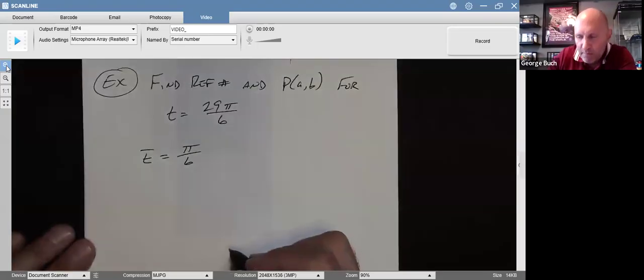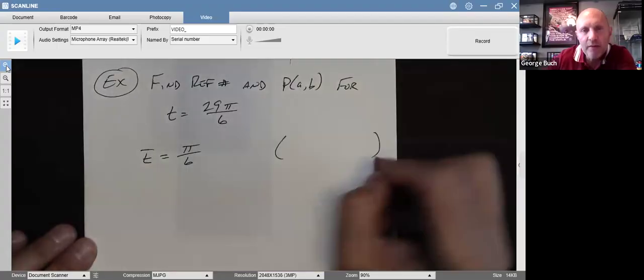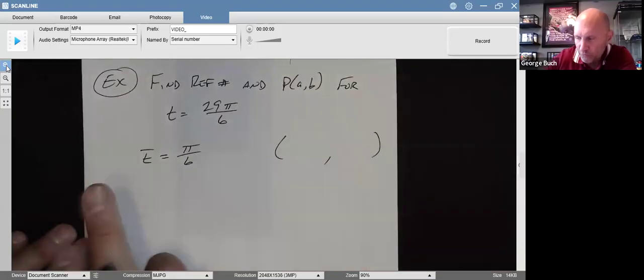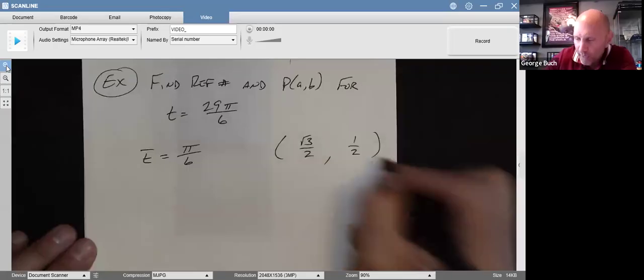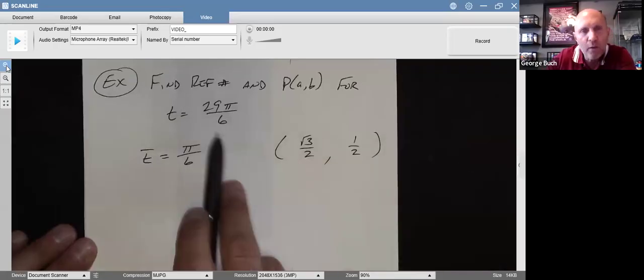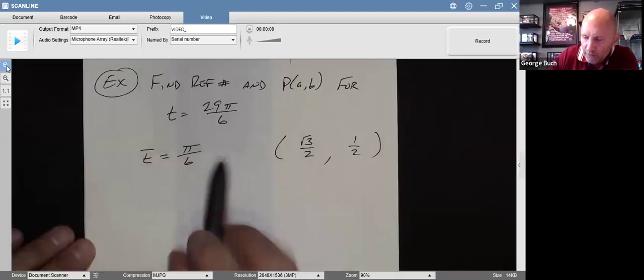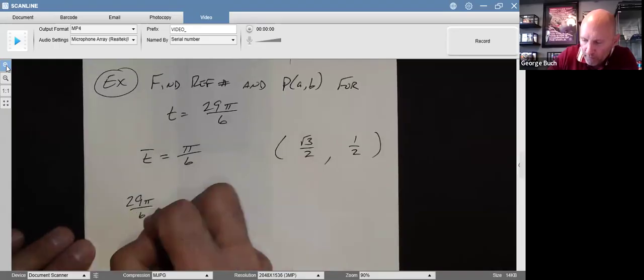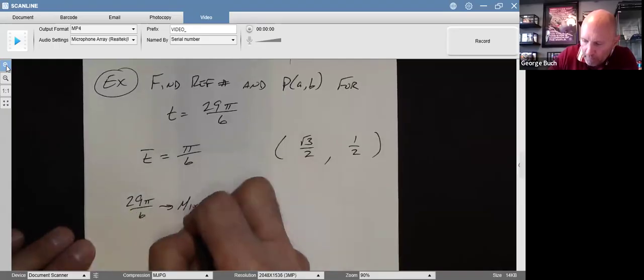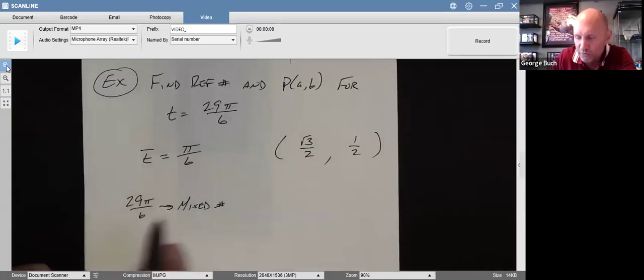So because T bar is pi over 6, that means my final answer is going to have the same coordinate values as pi over 6, which is what? Root 3 over 2 and 1/2. But I have to determine if these are plus or minus depending where t actually is. And so what I do then is I'm going to change 29 pi over 6 into a mixed number. So this is what they call an improper fraction. If you remember, how do we go from improper fraction to a mixed number? Well, we just divide it.